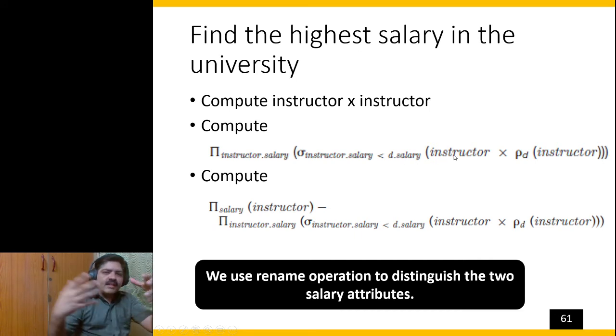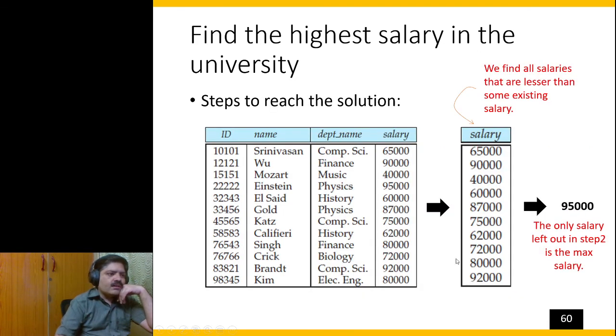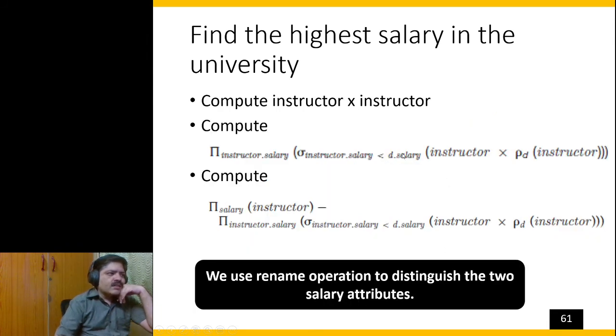Once I have renamed it and put them together, then I can filter based on the predicate instructor dot salary less than d dot salary. So this would select all such tuples where the instructor has a salary which is less than at least some salary in the rest of the table. So I hope you see what's going on here. And a projection of this would give me the step 2 result.